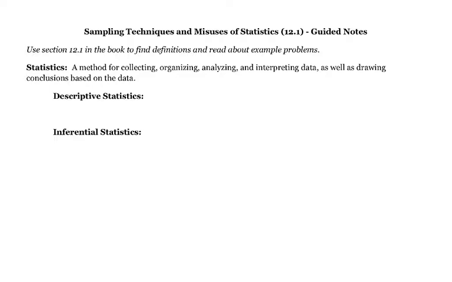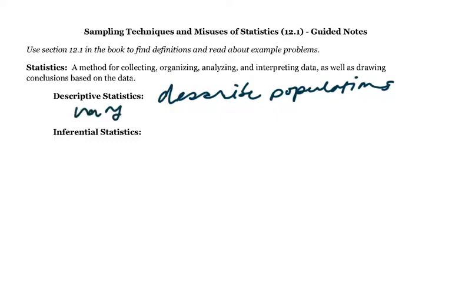So we're going to talk about two different types of statistics. We're going to talk about descriptive statistics, and we're going to talk about inferential statistics. First, descriptive statistics uses data to provide descriptions of the population, either through numerical calculations or through graphs and tables. So this is literally used to describe populations using calculations or graphs and tables.